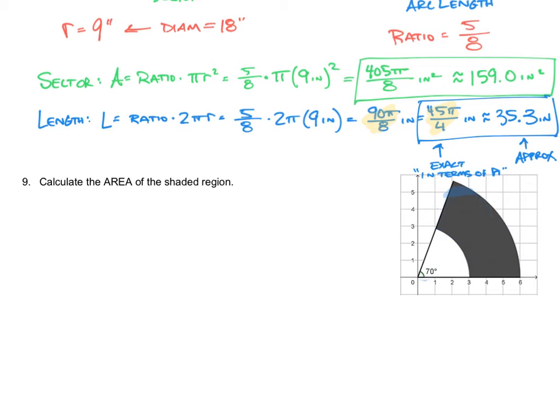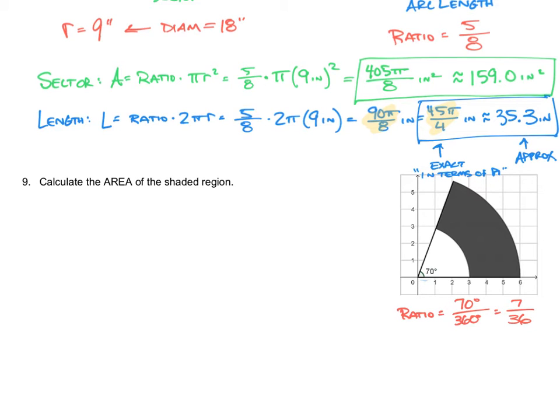The first thing we have to figure out here is, what is our ratio? Well, the ratio is going to be 70 over 360 because I have 70 degrees out of 360. If I wanted to, I could simplify that and write it as 7 out of 36. I can't simplify it any more than that. But that's the ratio, either 70 out of 360 or 7 over 36.